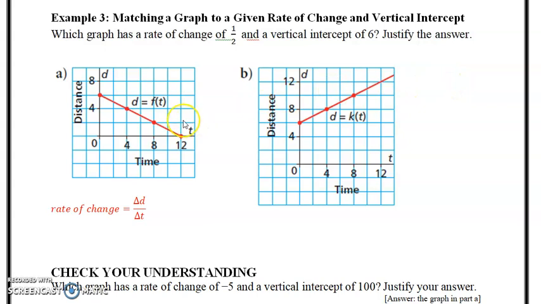So it's obviously graph B, but I'm going to show you how to obtain that value using the formula that we've learned earlier in the chapter. Rate of change is your change in the dependent over the change in the independent, or the change in y over the change in x, or the change in vertical over the change in horizontal, whatever you want to look at. So for rate of change, you simply put the change in d for distance, over the change in t.